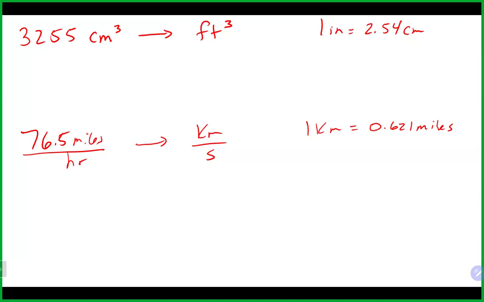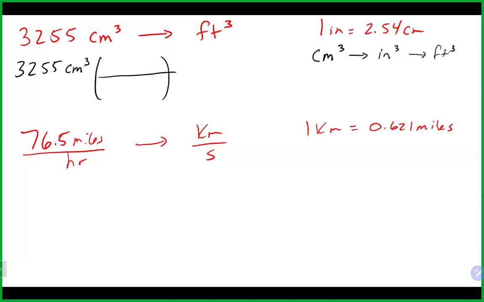Okay, so let's take a look. So on the first one here, we're going from cubic centimeters to cubic feet. So a pathway I chose here is cubic centimeters, I can take that to inches cubed and then to feet cubed. And that means I'm going to start here with my number, 3255 cubic centimeters. I could use a regular conversion of inches to centimeters. So we could go 2.54 centimeters is 1 inch.